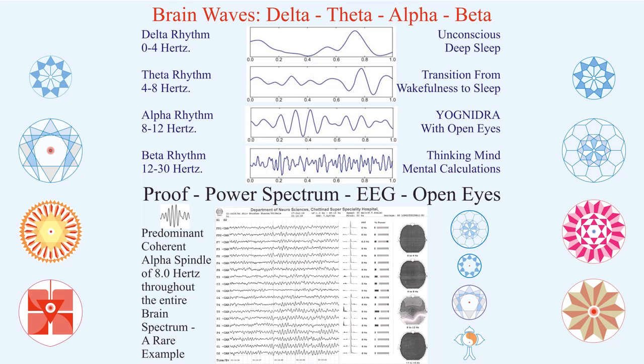Now the proof: the power spectrum EEG, my own, with open eyes. You can see in this particular picture, I've shown it with open eyes. I'm not showing it with closed eyes. Everybody can produce alpha frequency with closed eyes, but with open eyes, no. That is what is called alpha block, or desynchronizing alpha activity. A predominant coherent alpha spindle of 8 hertz throughout the entire brain spectrum is what is seen in this particular picture.